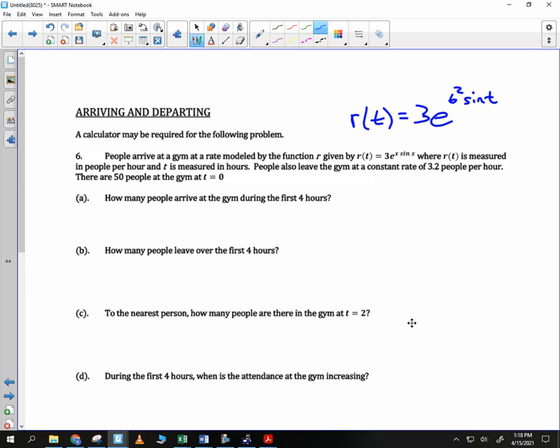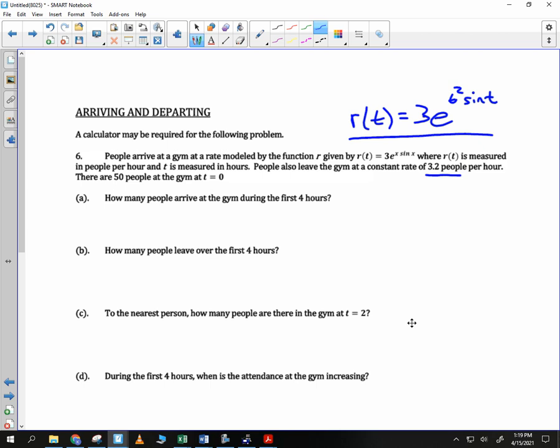Where is this taking place? At a gym. Does it make sense that people are arriving and people are departing? We are given the rate at which people arrive and the rate at which people leave. Can somebody tell me approximately how many people will leave the gym over the course of 10 hours? 32 people. Everybody see that? Okay. Now, it's not that easy when you're given this function to just identify, but we can do it.